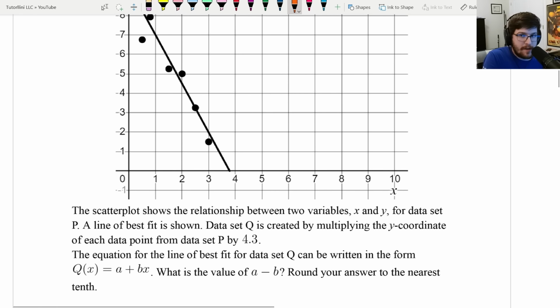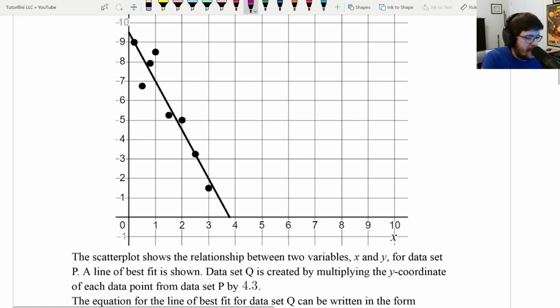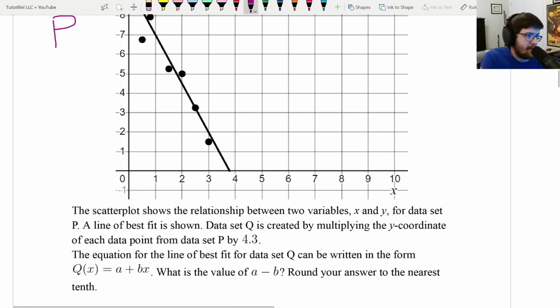For this one, they're giving us a line of best fit for dataset P. And dataset Q is going to be created by multiplying all of the y coordinates from that dataset by 4.3. So what we're going to do is figure out the equation for line P. Then we'll use this information I highlighted in yellow to find the equation for line Q. And that'll give us our answer.